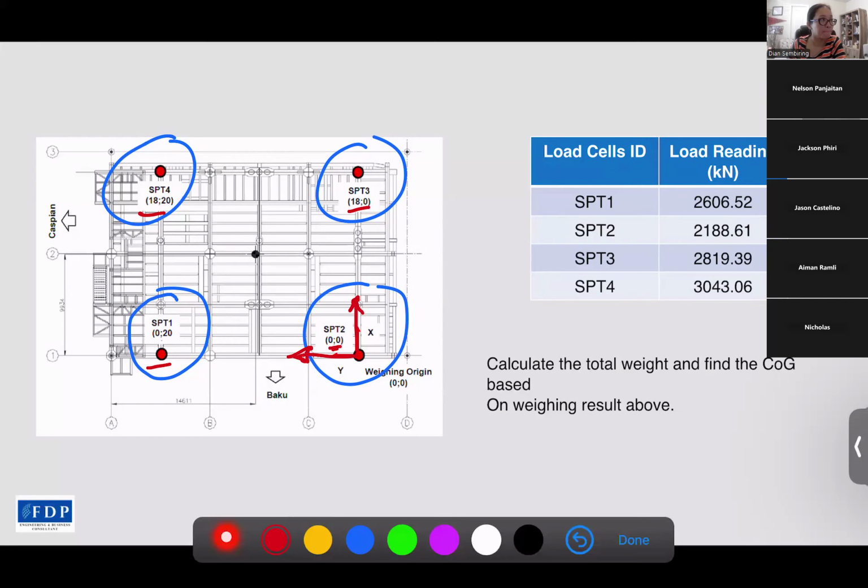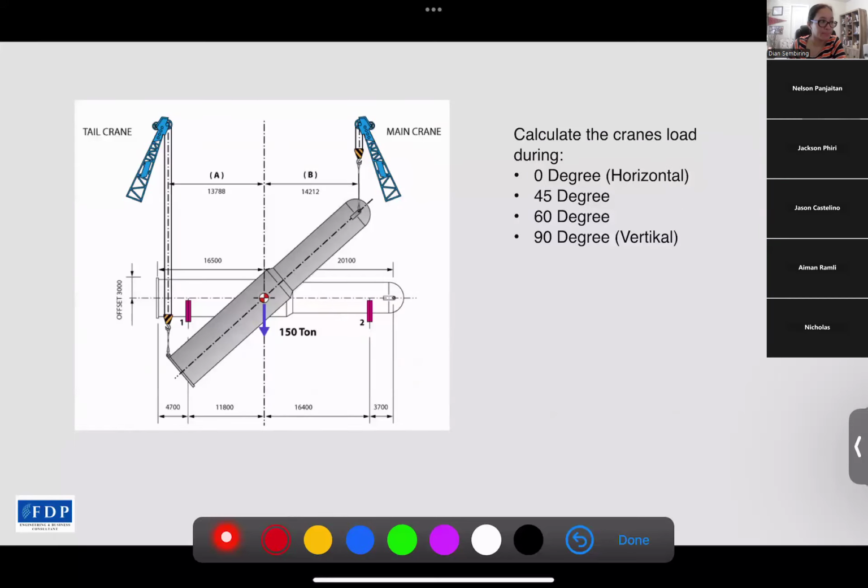And then task 4 is the upending. We have columns here. Weight mass is 150 tons. We have two cranes, main crane at the front and tail crane at the back. So we need to find the crane loads during 0 degrees, 45 degrees, 60 degrees, and 90 degrees.